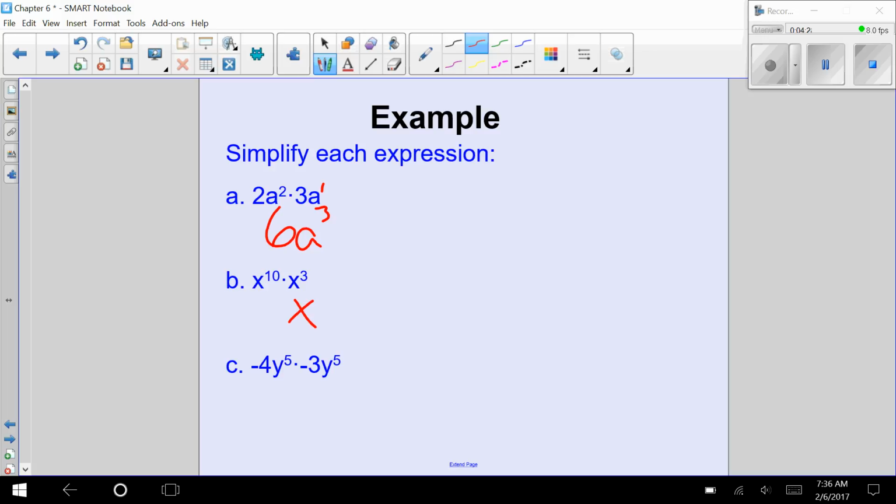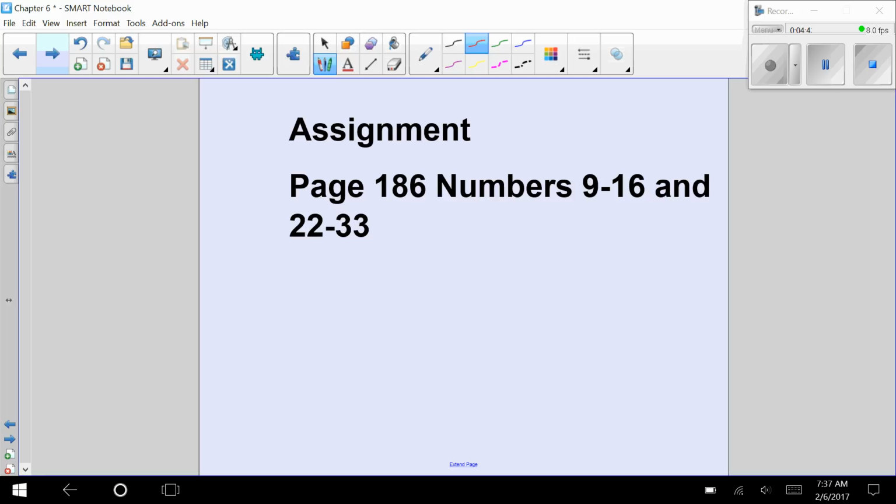The second one is just a straightforward one. Our base is x. We add those exponents to get a 13, so x to the 13th power. Negative 4 times negative 3 is positive 12. Y to the 5th times y to the 5th is y to the 10th, so we get 12y to the 10th. Here's your assignment.